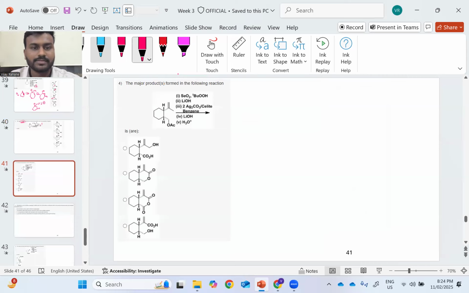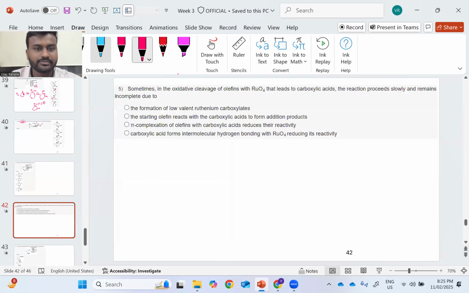The fourth question is the major product formed in the following reaction. The Ag2CO3-based oxidation that we have already seen, followed by LiOH. LiOH is generally used for hydrolysis. Then the reagent Ag2CO3 on Celite in benzene. This oxidation reaction we have also already covered, followed by the hydrolysis, right? So I don't think there is any difficulty in solving this question.